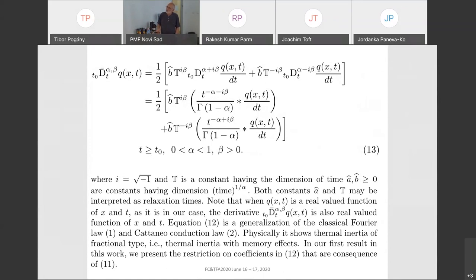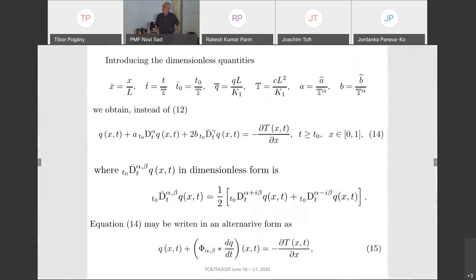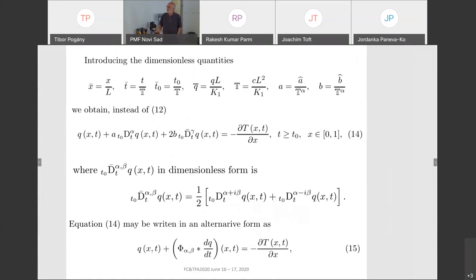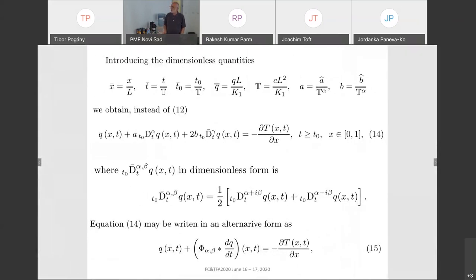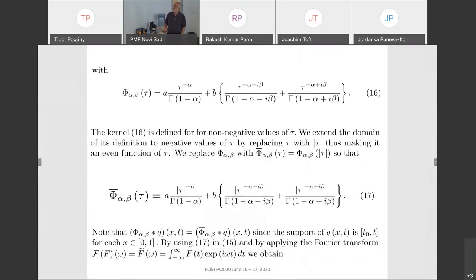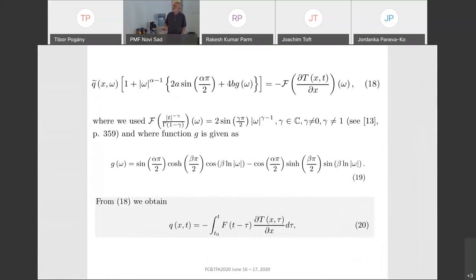So we are introducing this quantity into the heat conduction equation. If you do some dimensionless quantities, our constitutive equation proposed in this paper is 14. Now we want to see what are the restrictions that the second law of thermodynamics puts on it. I have only a few minutes, and here I introduce, it could be written this way, a convolution with the gradient, and here is some kernel. This kernel is given here in this form, and then I define, taking here the absolute value in equation 17 in order to apply Fourier, so I have to define these for negative values of tau. And when I do this and apply the Fourier transform, I get 18.